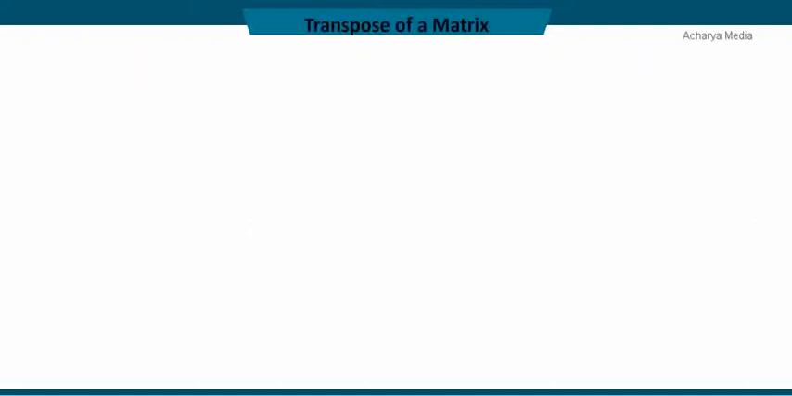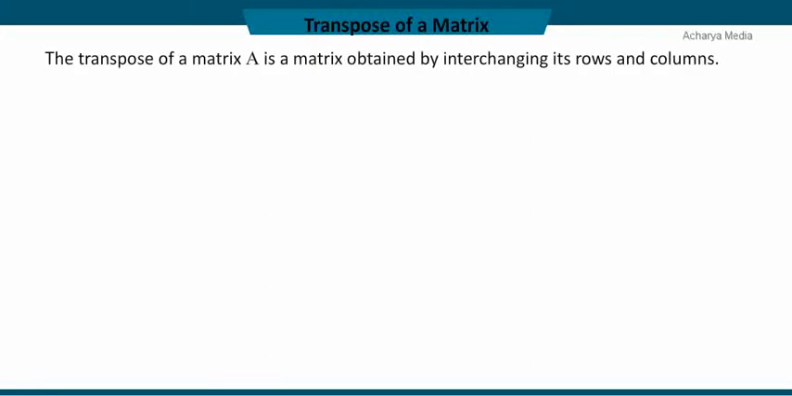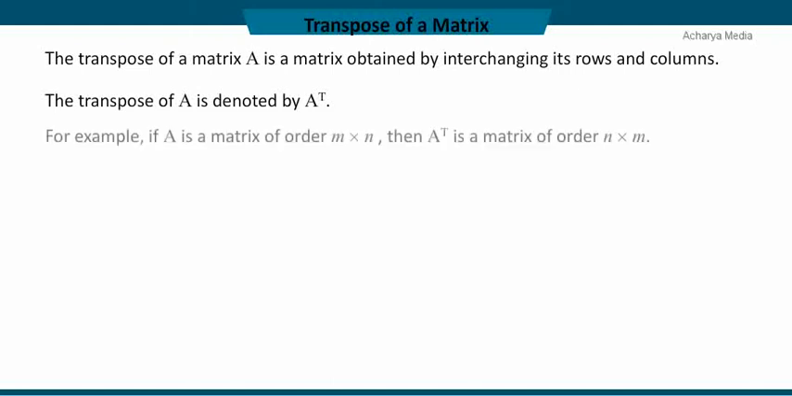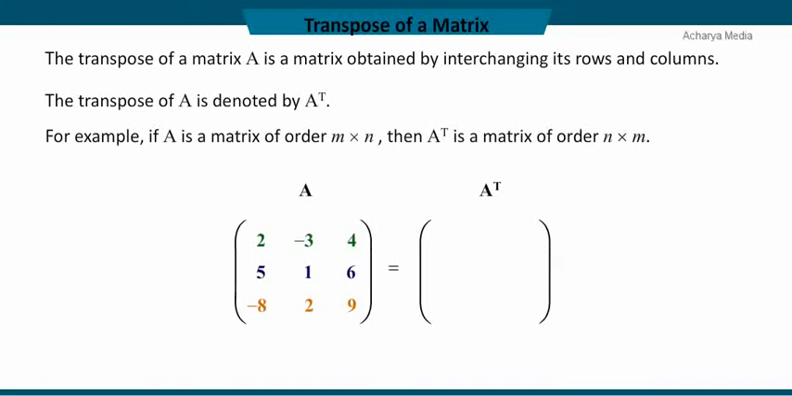Let's now learn the transpose of a matrix. The transpose of a matrix A is a matrix obtained by interchanging its rows and columns. The transpose of the matrix A is denoted by A^T. For example, if A is a matrix of order m by n, then A^T is a matrix of order n by m. In the given matrix, if we write the first row elements as the first column elements, the second row elements as the second column elements, and the third row elements as the third column elements, we get the transpose of the matrix.